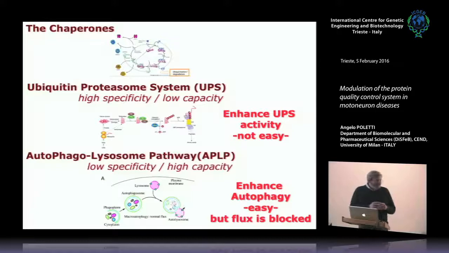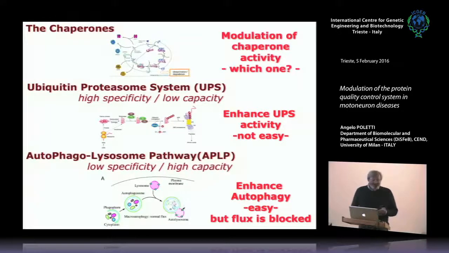We have a lot of drugs that enhance the autophagy activity. There are activators like rapamycin, torin 1, there are many, trehalose. But the problem is, what can you do if you try to enhance autophagy if the flux is blocked? So that is not a solution. You have to remove the block, the problem that prevents the degradation of the aggregates. So the only way is trying to work on the chaperones, maybe, but the problem is which one? We have hundreds of proteins.